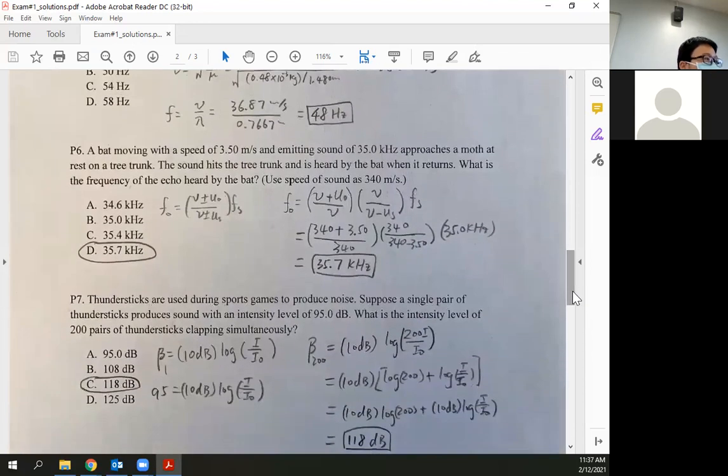Number 6, I think you have one of the problems in the homework like this one. So the bat is giving out a frequency, and then the moth. There are two parts of this problem. The first is the bat is the source giving out the frequency. Now the moth is the receiver. Okay, so after the sound hits the moth, it will reflect back. So in that case, the moth now is the source, the bat is the receiver.